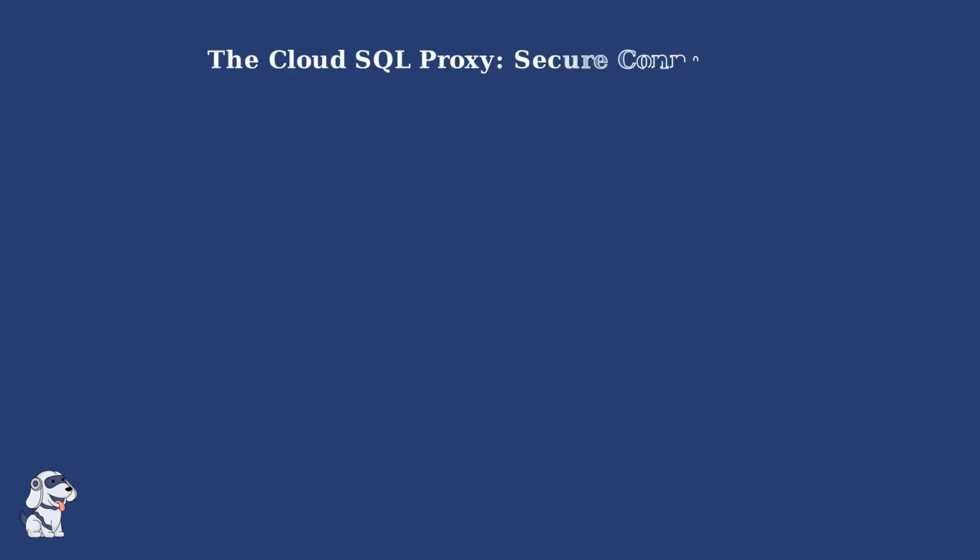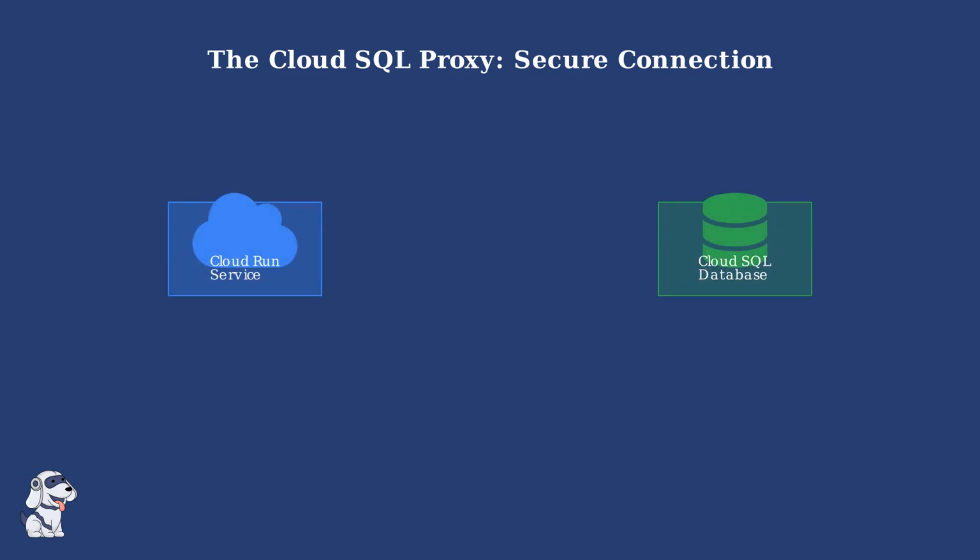The Cloud SQL proxy is a crucial security component that acts as an intermediary between your Cloud services and Cloud SQL databases. Think of it as a secure tunnel that handles all the complex security details for you. Here we have a Cloud service that needs to connect to a Cloud SQL database. Without the proxy, this connection would require complex security configurations.